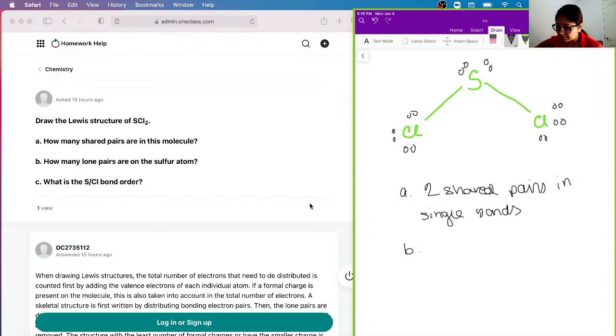Okay, so now for B, it says how many lone pairs are on the sulfur atom. Since sulfur, as I mentioned, is bonding with two electrons, it's sharing two electrons. It needs four more electrons to complete the octet. So as you can see, sulfur has two lone pairs.